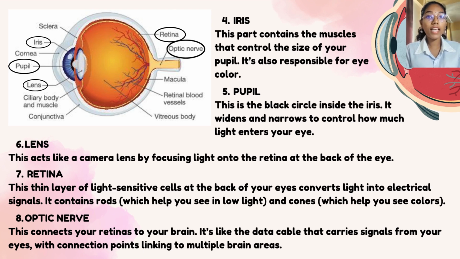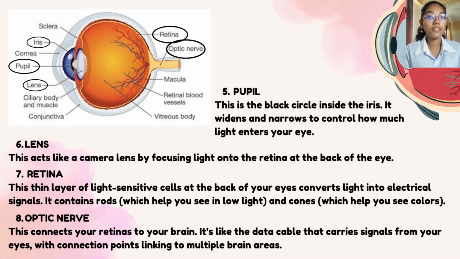Next is lens. This acts like a camera lens by focusing light onto the retina at the back of the eye. Retina, this thin layer of light-sensitive cells at the back of your eyes, converts light into electrical signals. It contains rods which help you see in low light and cones which help you see colors. Lastly, optic nerve. This connects your retinas to your brain. It's like the data cable that carries signals from your eyes with connection points linking to multiple brain areas.